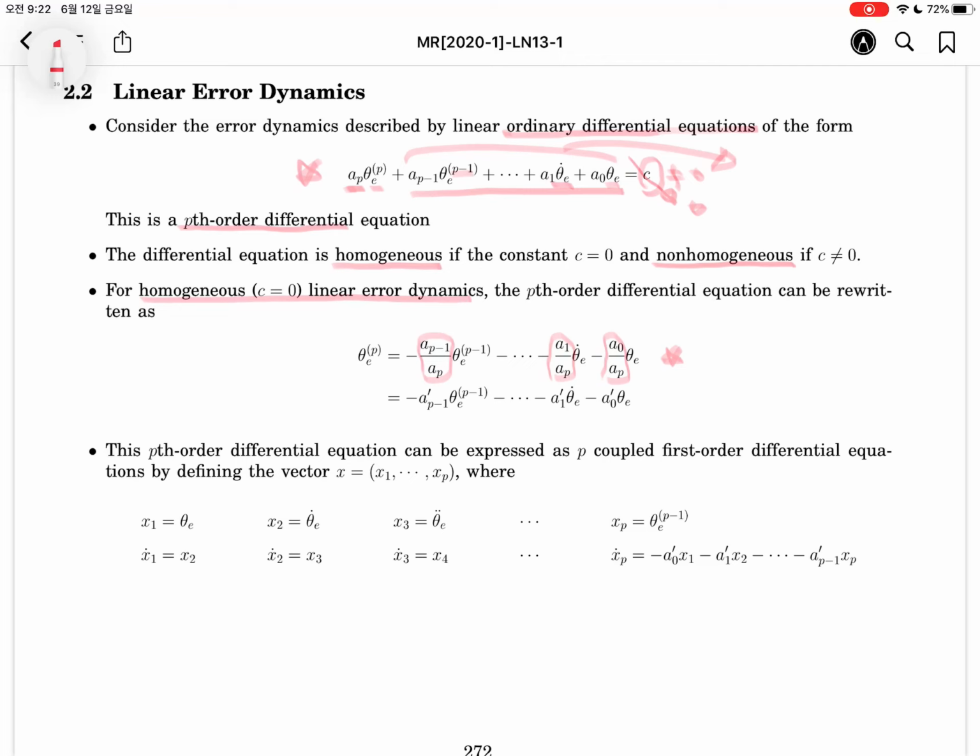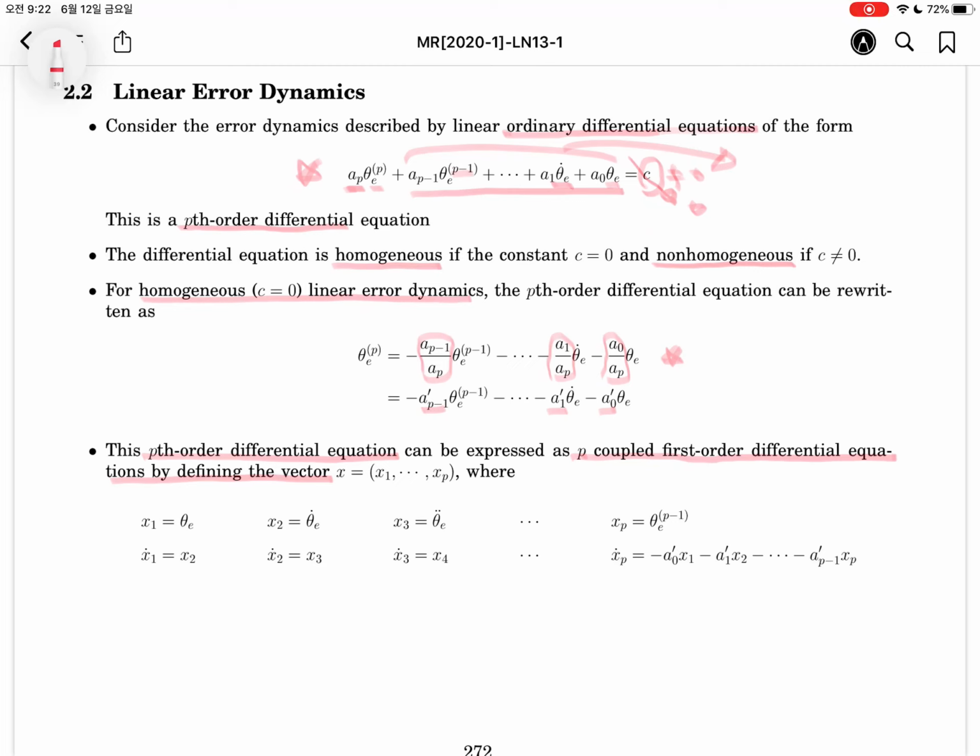Like this, we can define the new coefficients, such as the prime: a_{p-1} prime, ..., a1 prime, a0 prime. And then we will define the state variable. Actually, this is the p-th order differential equation, but in many cases, the nth order differential equation can be changed into n coupled first order differential equations. Here it is p coupled first order differential equations, by using the state vector.